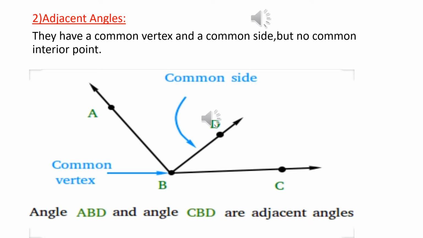Adjacent angles. They have a common vertex and a common side, but no common interior points. ABD and DBC are two adjacent angles since they share a common vertex B and a common side BD between AB and BC.